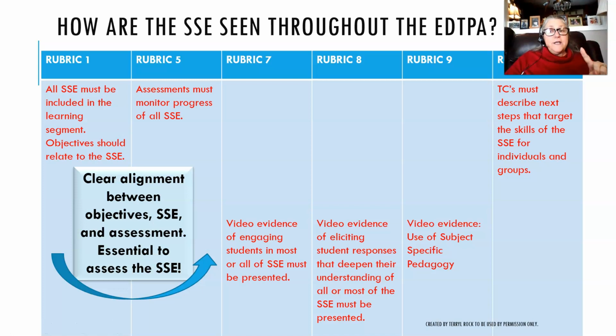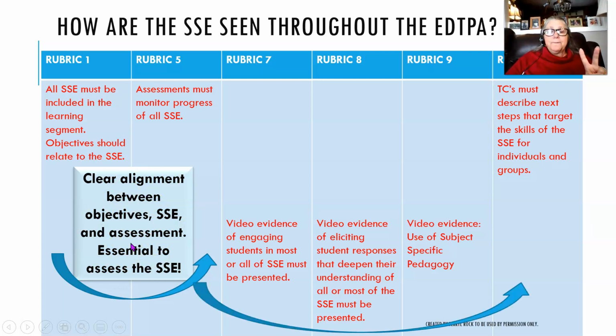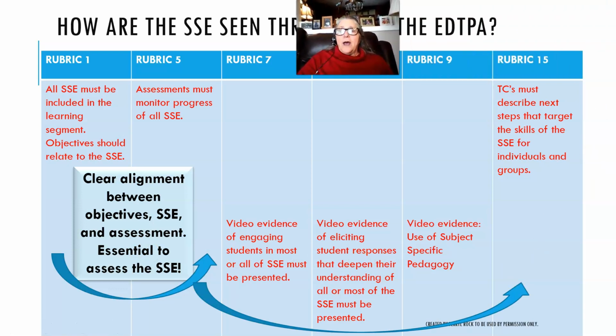So if your literacy and your SSE are your essential literacy strategy and your related skills that you came up with, make sure that you are planning to sometime during that learning segment assess all of them. Okay, so how does this get to rubric 15? Well, rubric 15 says that you must describe next steps that target the skills of the subject-specific emphasis for individuals and groups.